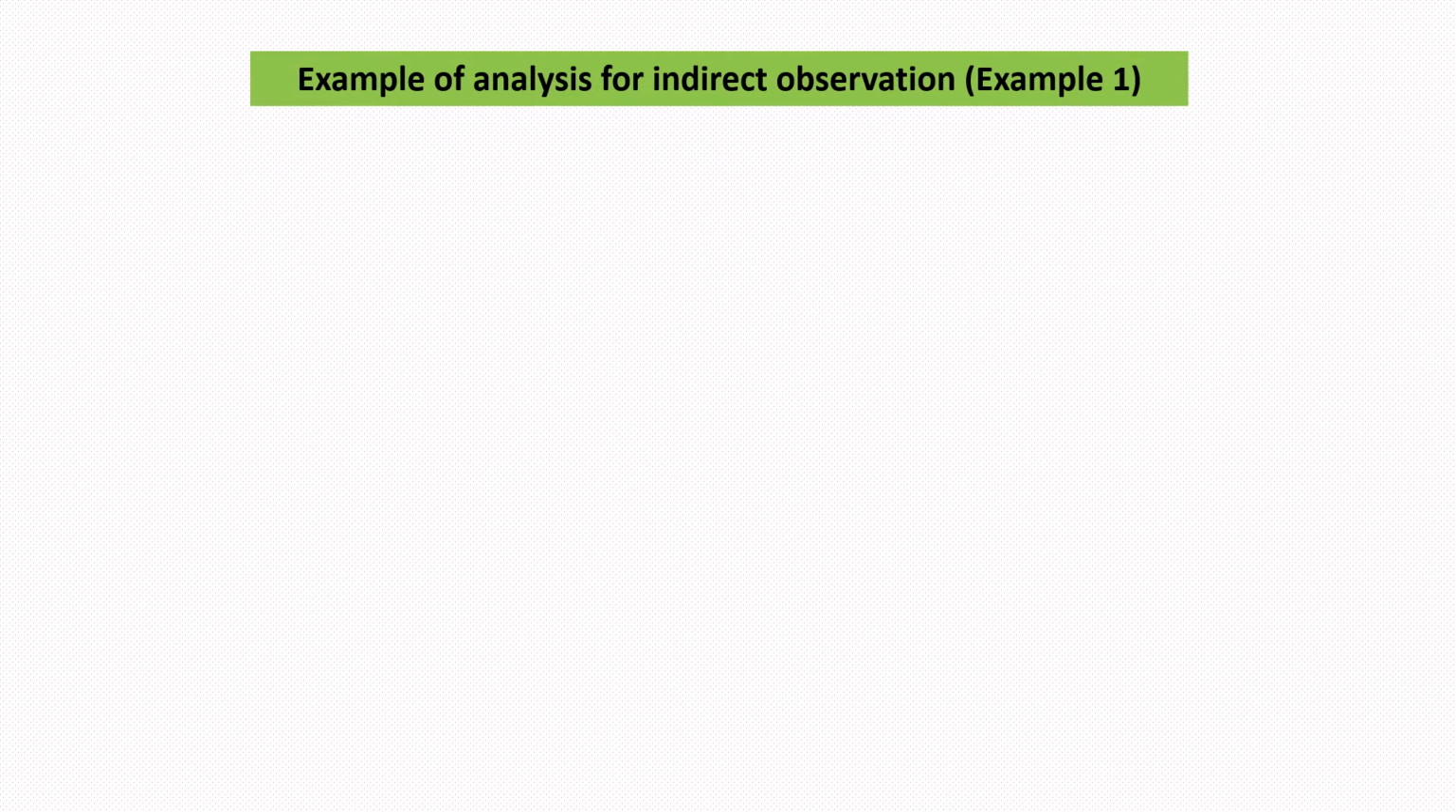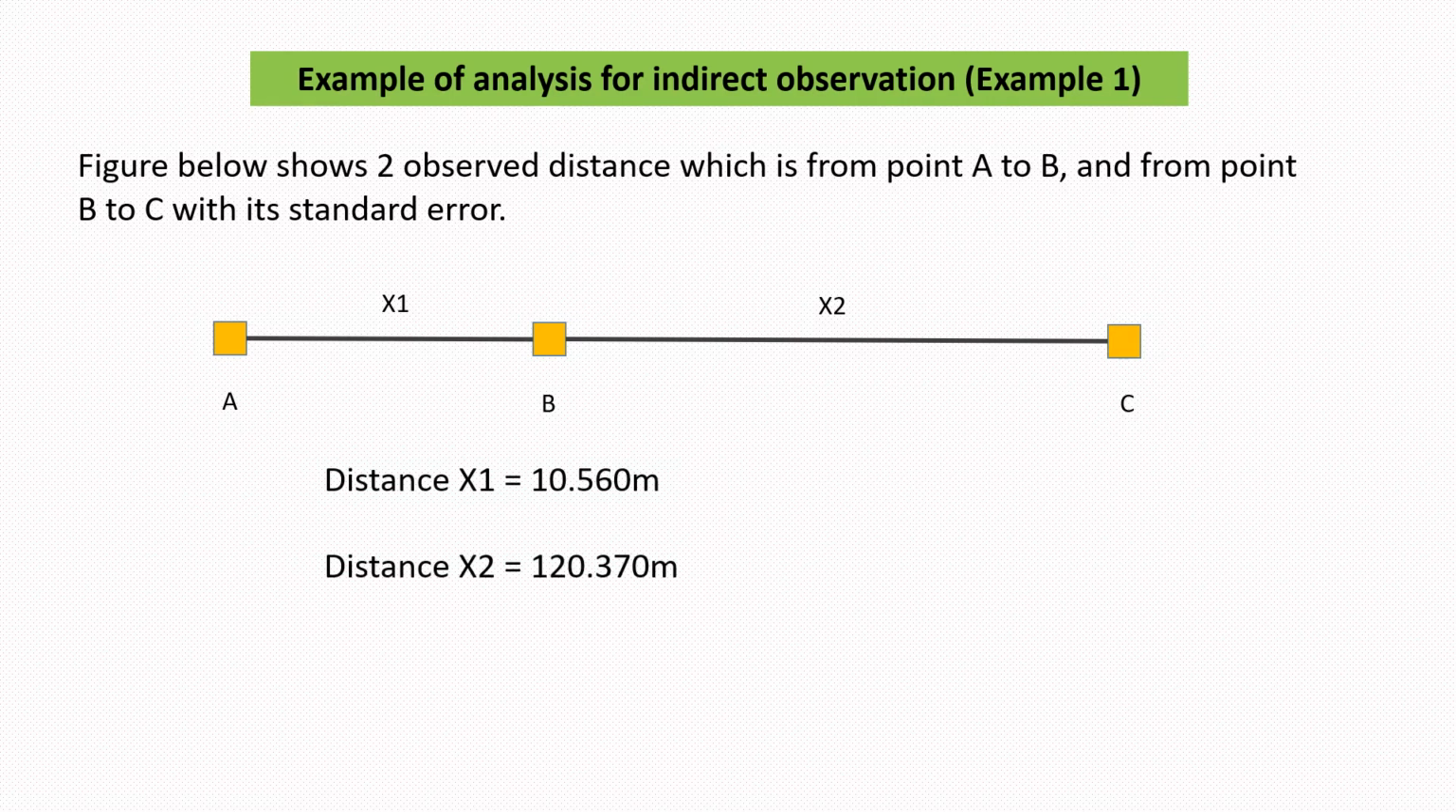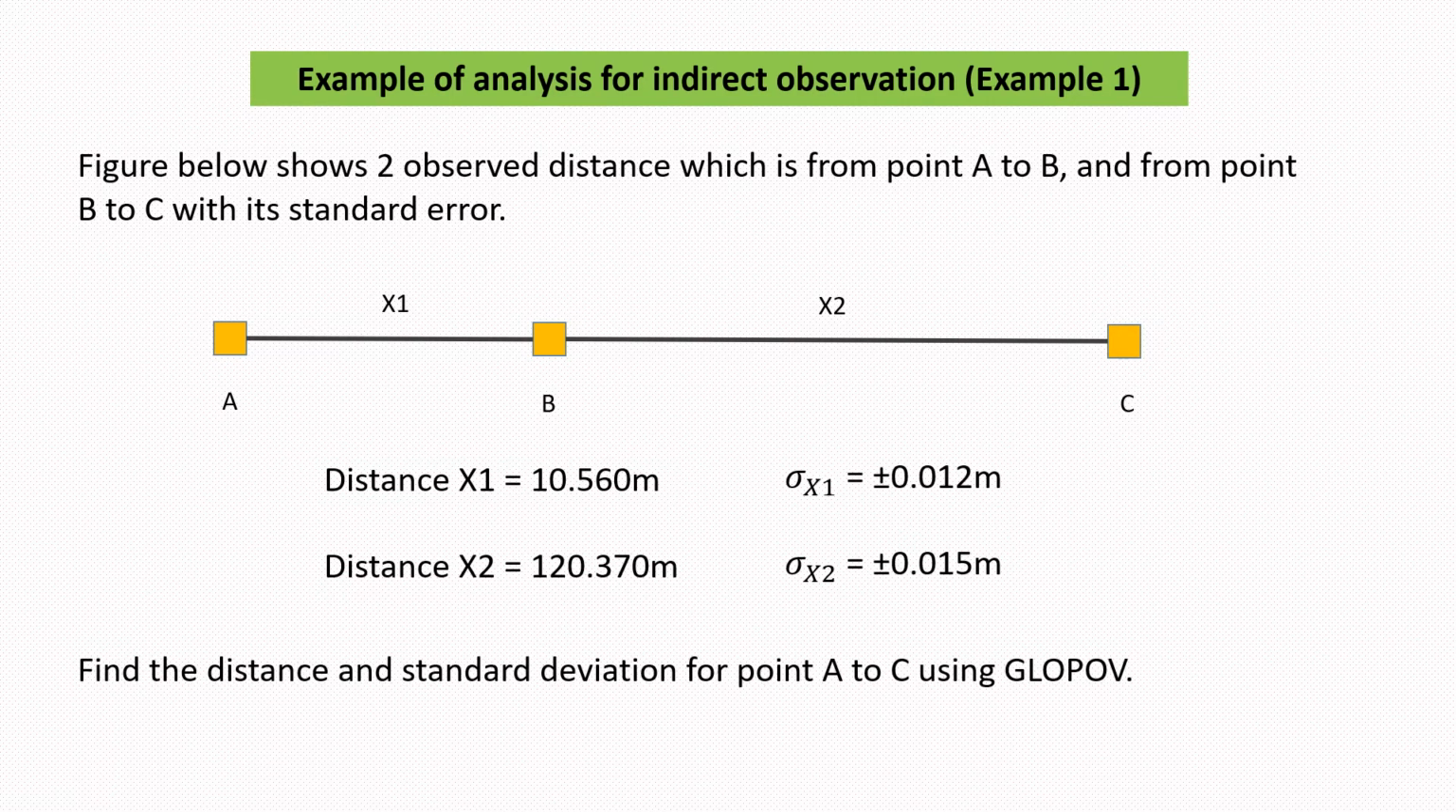Move on to the first example. This example is actually the same example as in the slope-off method. However, here we try to solve the problem using the slope-off method. Distance x1 and distance x2 were observed, and the distance and its standard error are recorded as shown here. Find the distance and standard deviation for point A to C using the slope-off method.